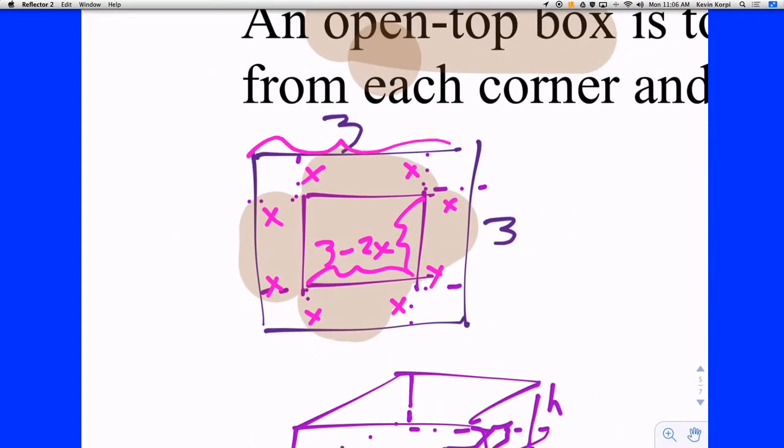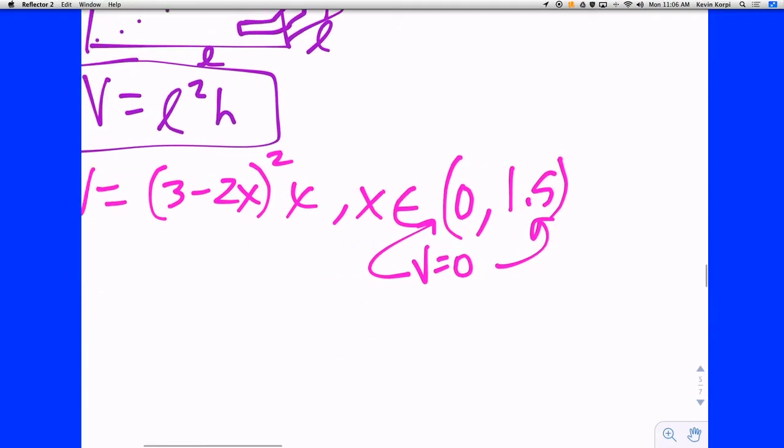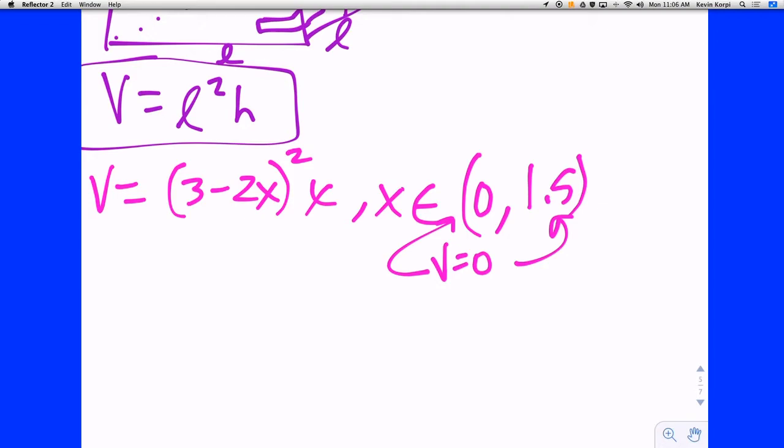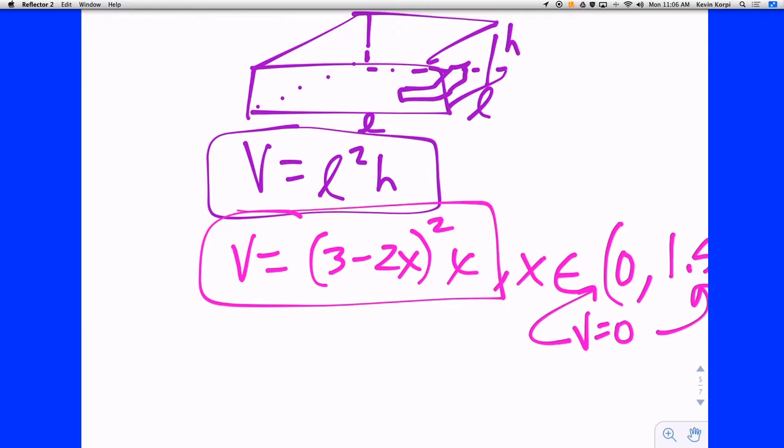This whole thing up here is 3, right? If I take out this little X right here, and I take out this little X here, I'm left with 3 minus 2X. Yep. Okay, so what I know then is that somewhere between 0 and 1.5, the volume is going to be equal to 0 at 0 and at 1.5. But somewhere in between there, I actually have something I can work with. It's going to be a positive volume. So I already know that it's going to be an absolute max on that interval. Even though my volume equation ends up being an x squared times x, it's a cubic polynomial. Volume is a cubic polynomial.